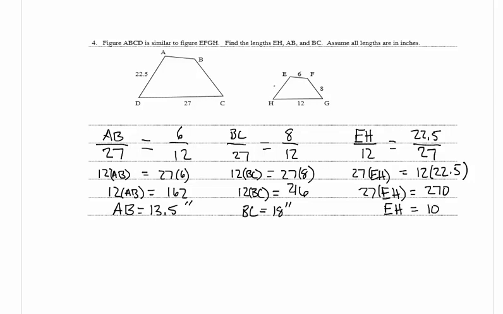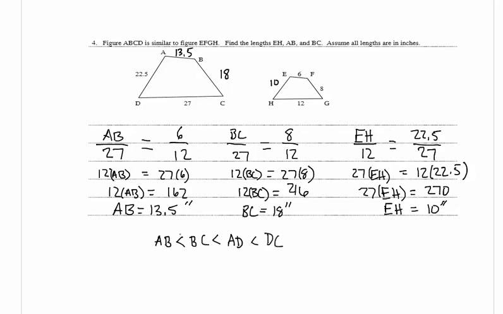Now if we fill these in, we can put 10 here, and BC is 18 and AB is 13.5. And if we set them up in order of length, we can say that AB is the shortest length, and that is less than the next shortest length, which is BC, which is less than AD, which is less than DC.